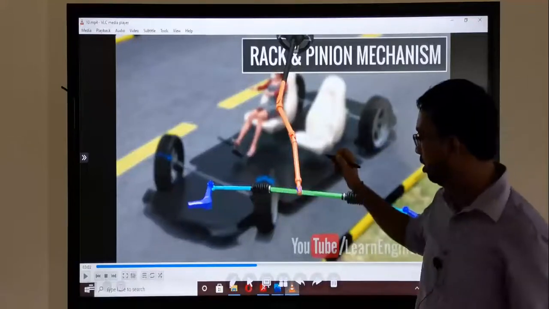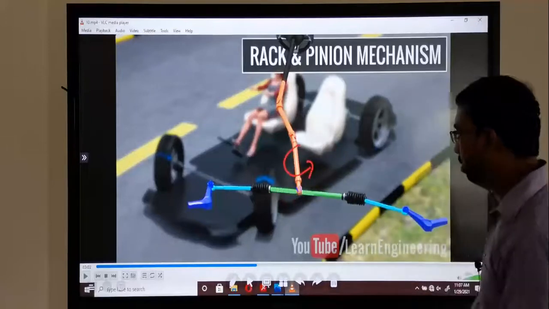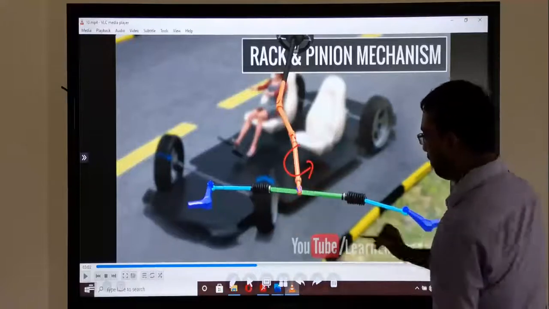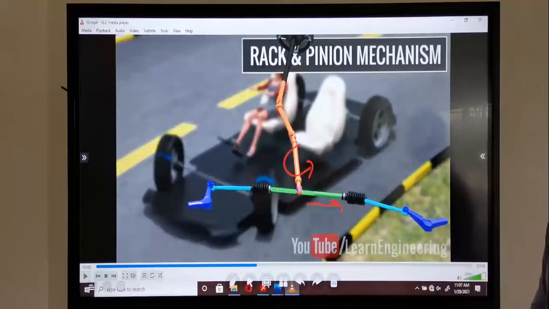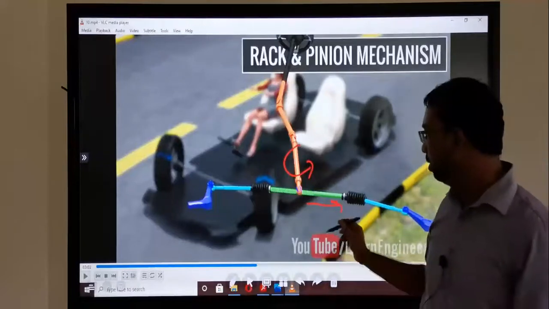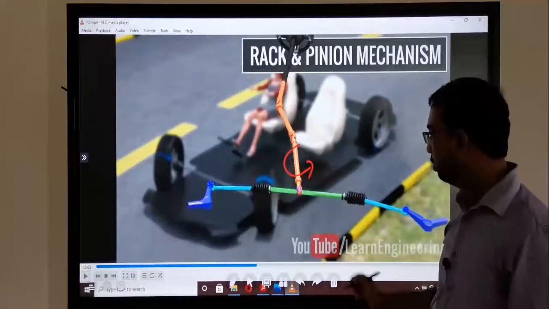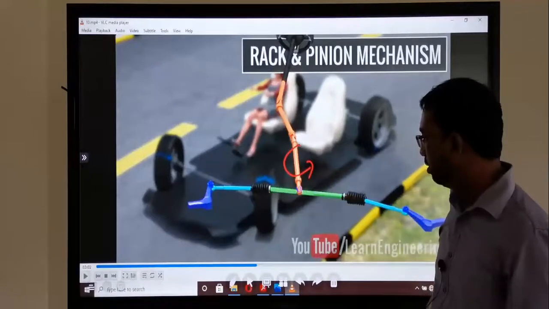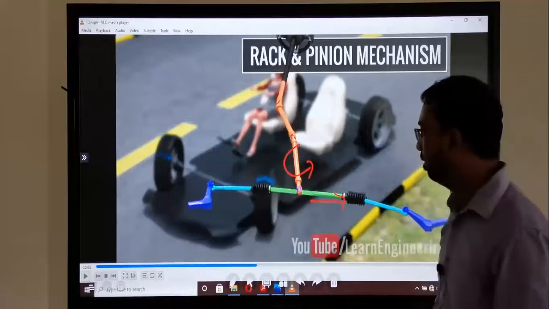It's rotated like this, this is firmly fixed. So only this pinion is not moved, it only rotates, but this rotational motion is translated to straight motion. So when this is rotated like this, what will happen? This rack is moved this way, or that.